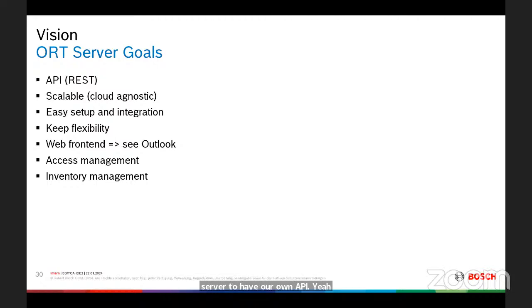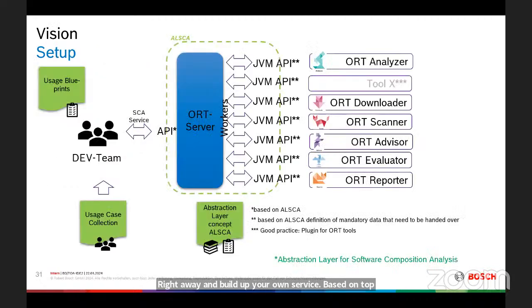And this is what's already there. Also to be very scalable, and to really have it with all the necessities that you need, inventory management, access management, so that you can take it right away and build up your own service based on top of it. So the setup is, the thing in the middle would again be this black box, right? Or blue box. As a development team, you just want to have this software composition analysis service. So you just plug this service into your build pipelines. Then the ORT server will trigger those workers. If you're familiar with ORT, you will see the analyzer, downloader, scanner, advisor, evaluator, reporter, and then feedback of the results via the API.